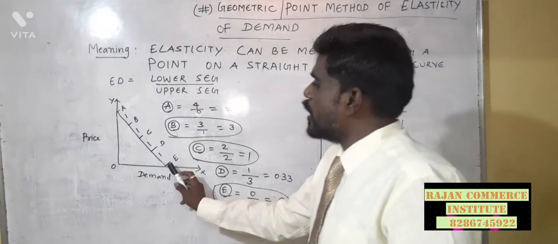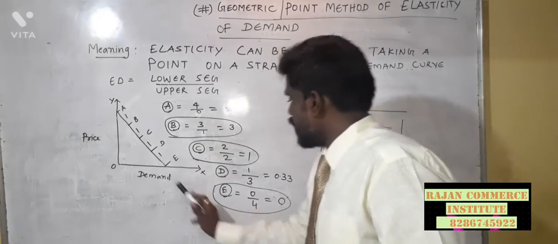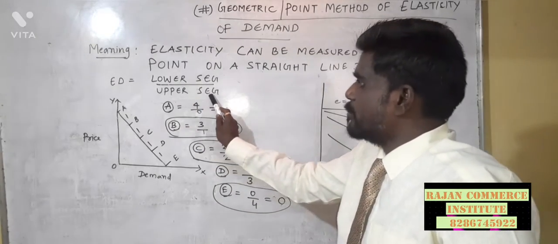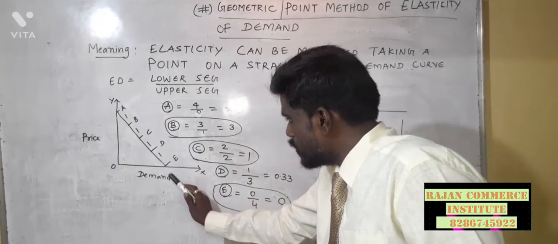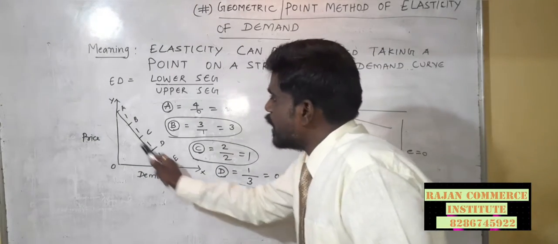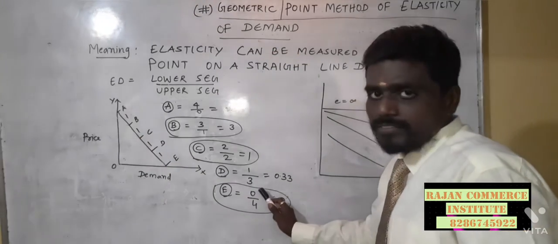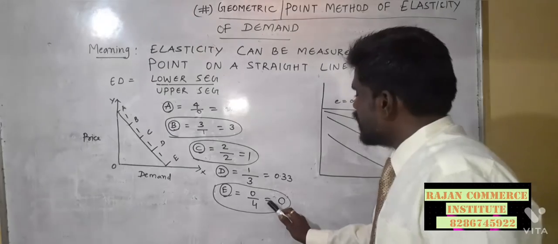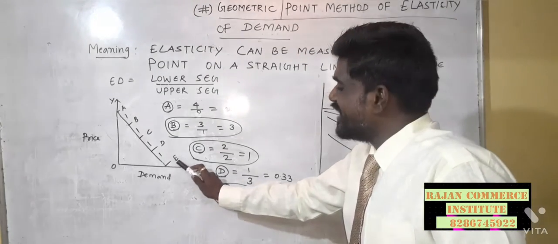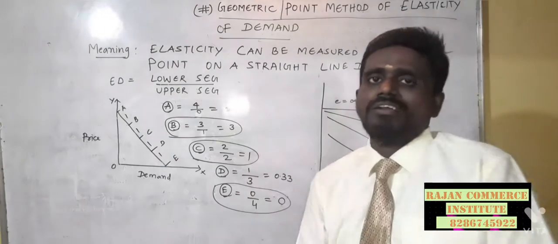Now I am going to calculate the ED of point E. Point E is equal to lower segment upon upper segment. I do not have any lower segment portion; I have the upper segment of 4 units. So the lower segment is 0, the upper segment is 4, and ED is equal to 0. The ED of point E is equal to 0, which means no change in the demand.